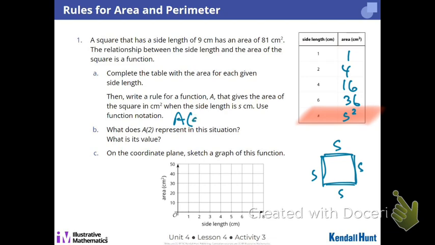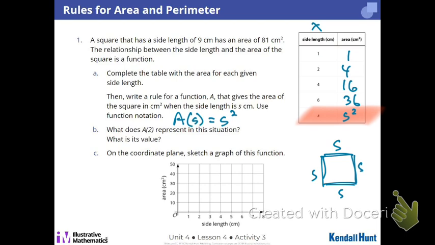Side length. I know side length is going into my function because it's right here as the x value. I also know because side length changes the area. It's an independent variable. And what do I do with my side length to get my area? We square it. So there's my rule.